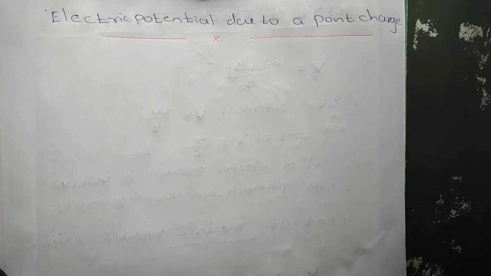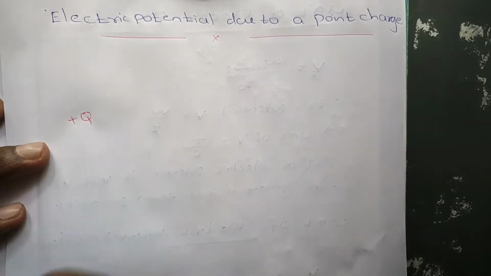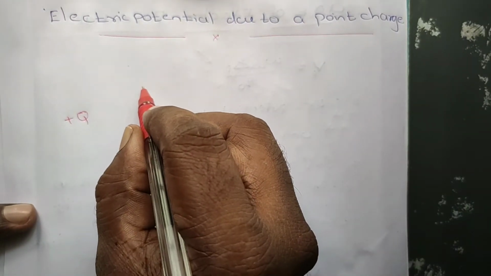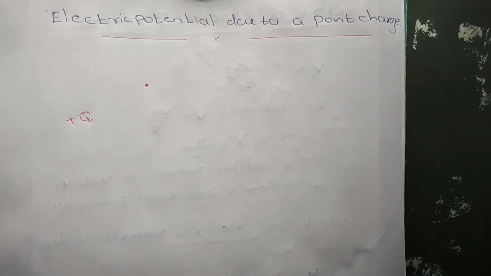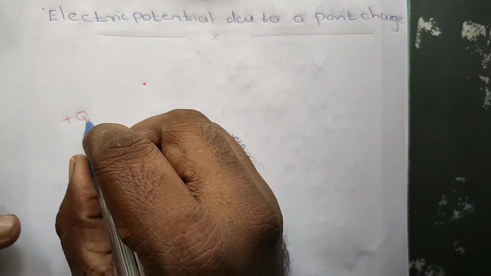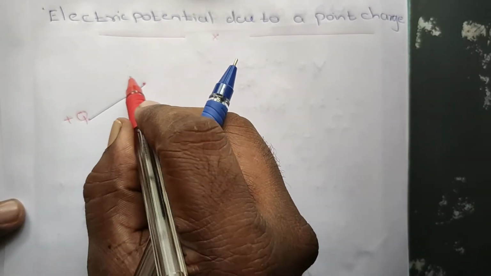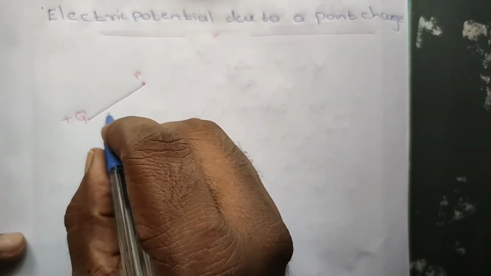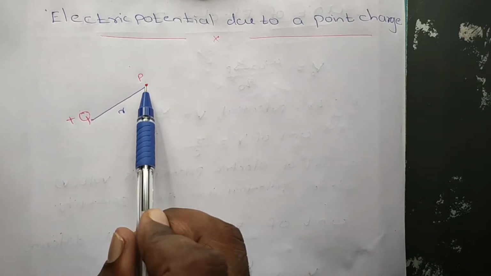In this video I am going to discuss electric potential due to a point charge. We need to find the electric potential produced by a point charge. So I am considering a +Q charge, and from this +Q charge, at r distance, there is a point P. This point P is at distance r. So I need to find the electric potential at this point P.